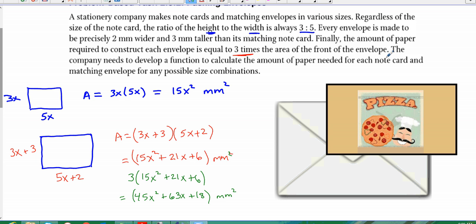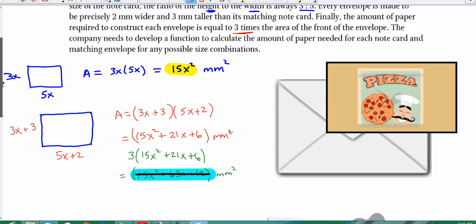Go back to the problem again. We have two things here we should point out. We have that this is the area of the envelope we started with. This is the area of the other envelope. Weird, I don't know why that put that through it. We're just going to leave that. And it says that the company needs to develop a function to calculate the amount of paper needed for each note card and matching envelope for any possible size combination. So here's a possible 15x squared, and here's another possible. So if we want to find the total of these, we need to add these together. So let's go ahead and do that.